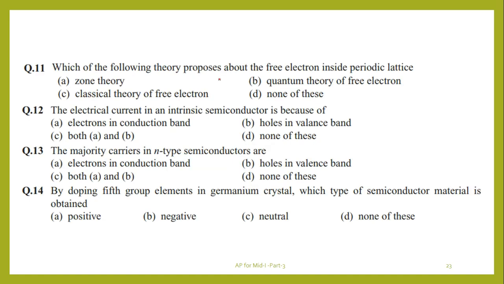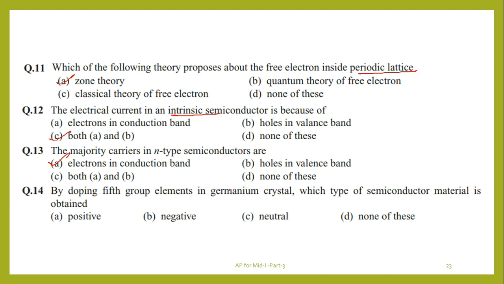Then which of the following theories proposes the free electron inside a periodic lattice? So basically the periodic lattice is introduced in the case of zone theory, proposed by Bloch and further modified by Kronig and Penney. The electrical current in an intrinsic semiconductor is because of both electrons in the conduction band and holes in the valency band. Next one, the majority carriers in N-type semiconductors are electrons in the conduction band.